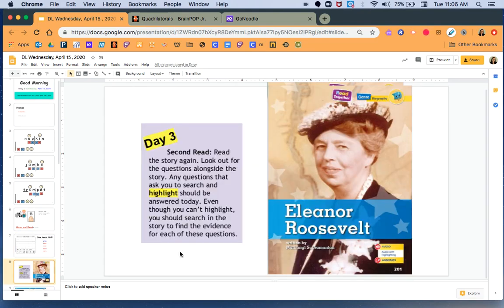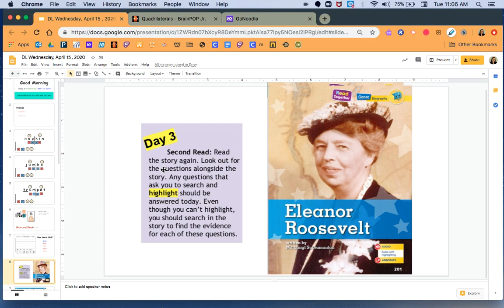So yesterday we read a story about Eleanor Roosevelt. It was a biography, which means it is a true story about this woman. She was the president's wife a long time ago, and she helped a ton of people. So today's our second read through this story. Yesterday, you learned a lot of the vocabulary for the story, so you should be able to read alongside with me a little bit better today.